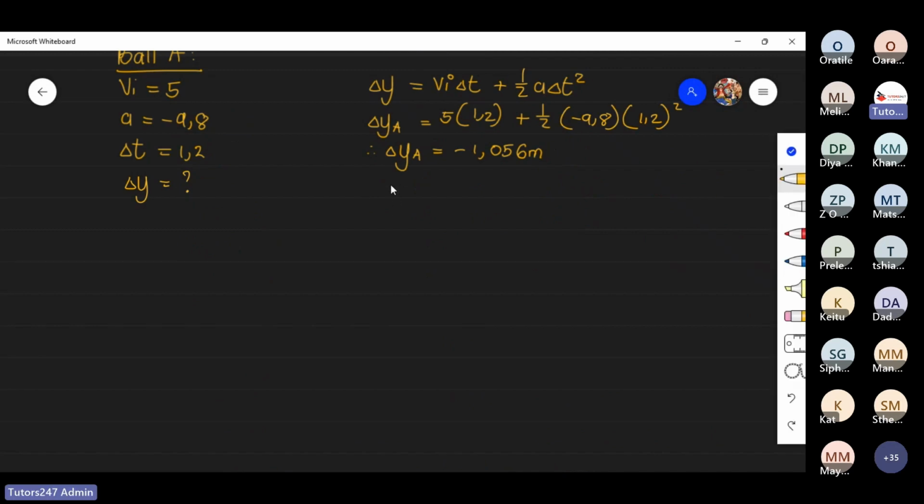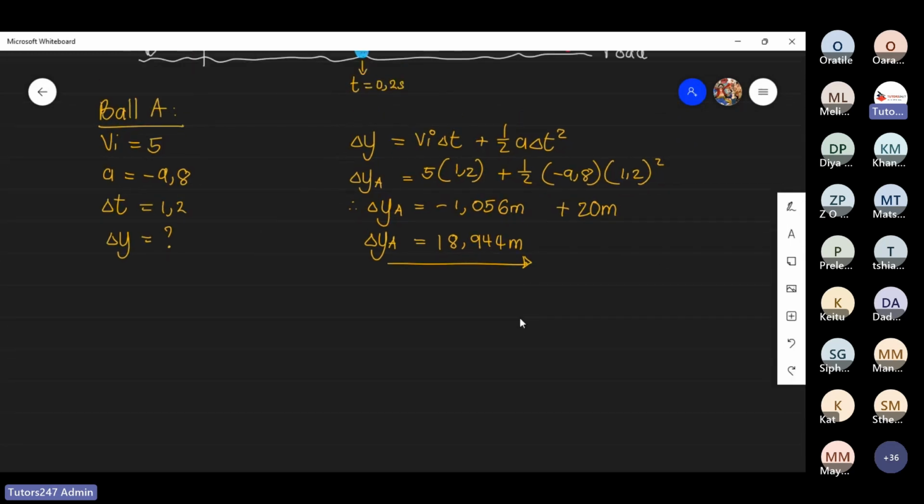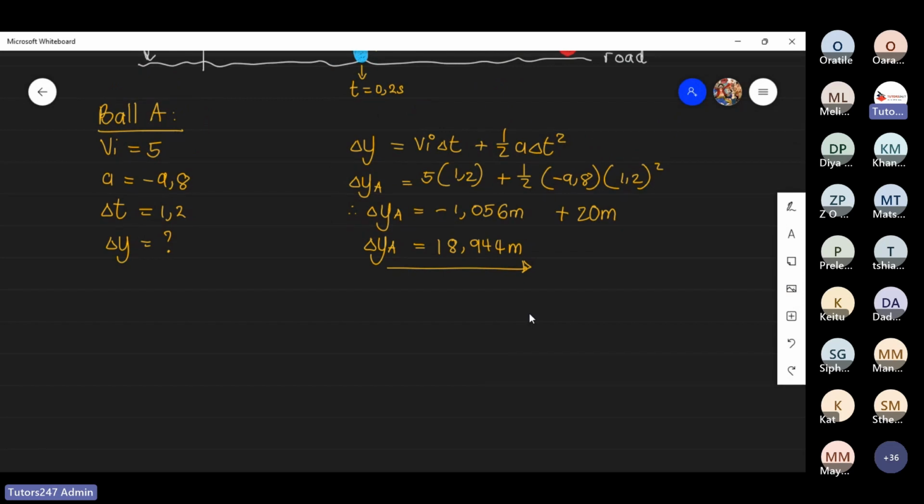So if we have delta YA, it will be equal to, so we add that 20 meters to it. Give me a second to put that on my calculator. That gives us 18.944 meters. That means that our object, more specifically object A, is 18.944 meters above the ground.